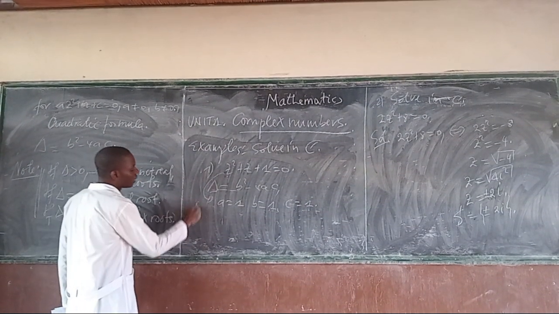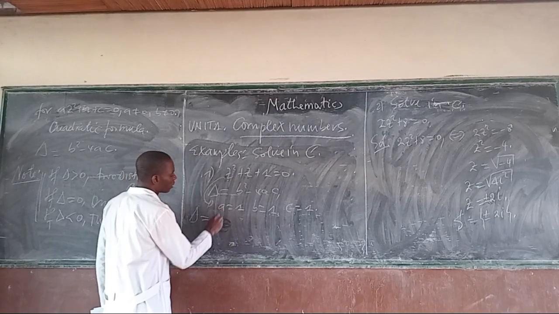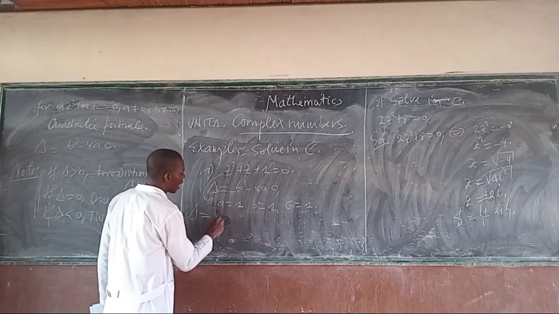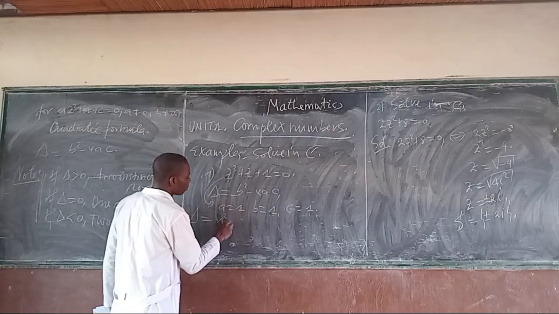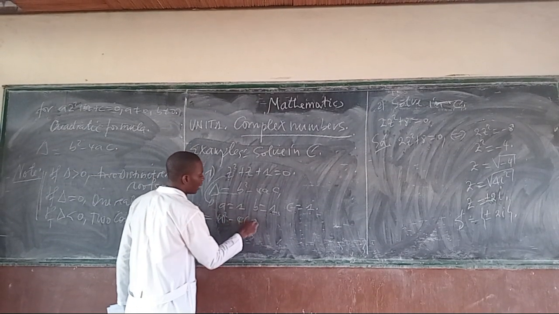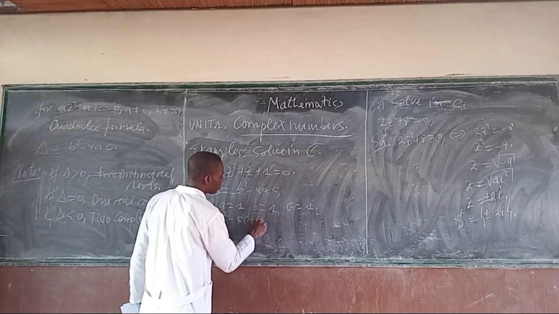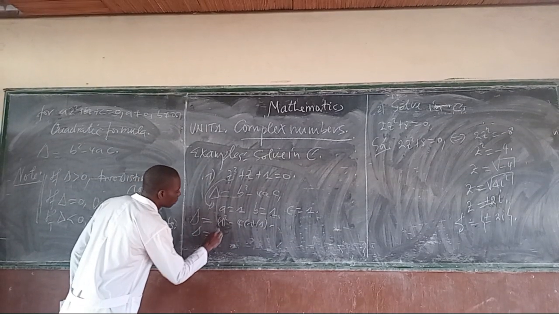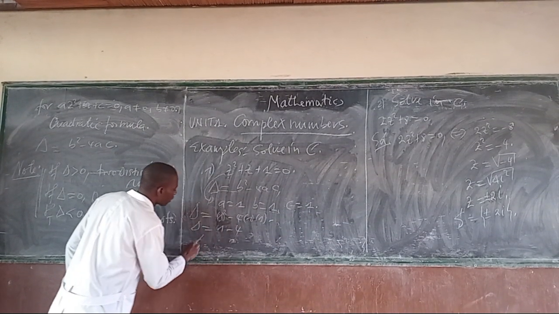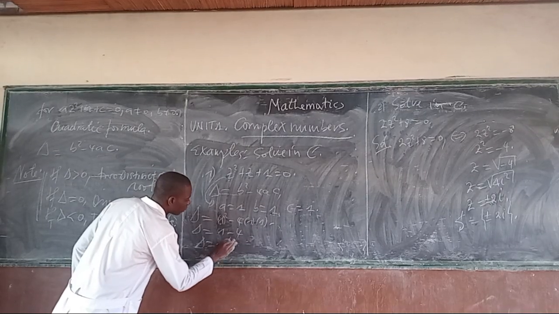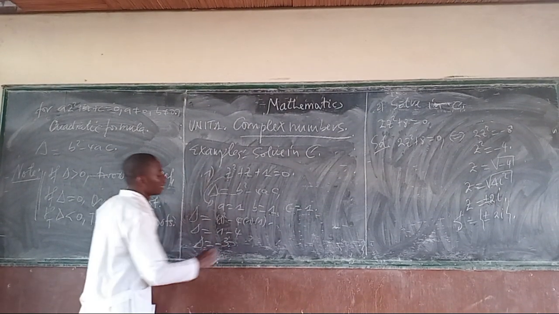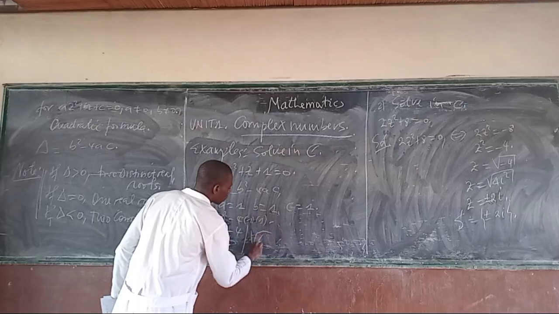Now, the determinant is equal to what? It is equal to b squared, which is 1 squared, then minus 4ac. ac is 1 times 1. Then the final determinant will be equal to 1 minus 4, so the determinant will be equal to negative 3. Then we normally use it to find the square root of the determinant.